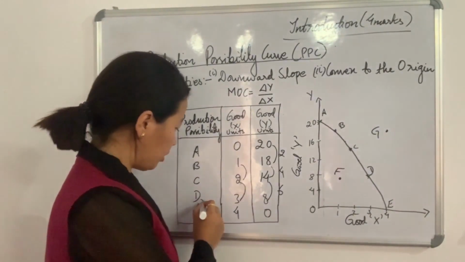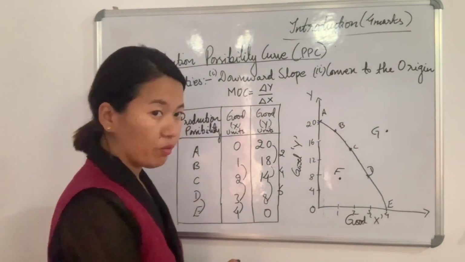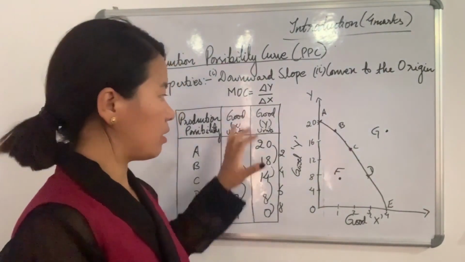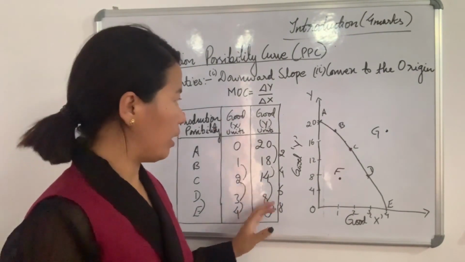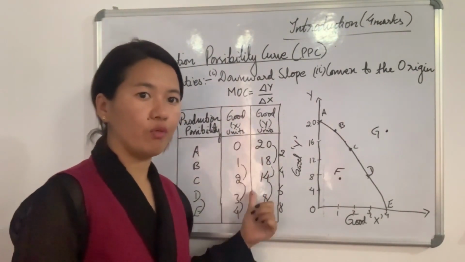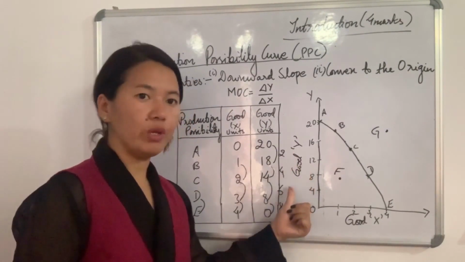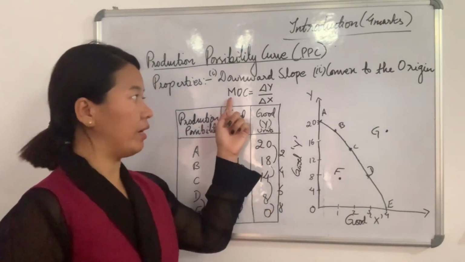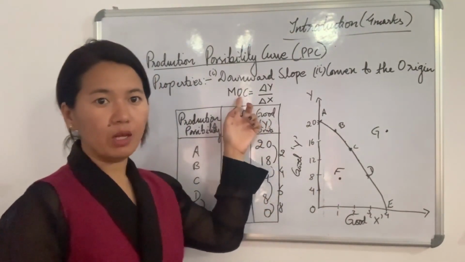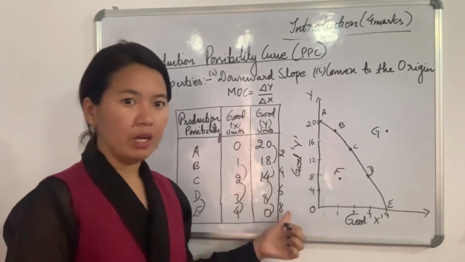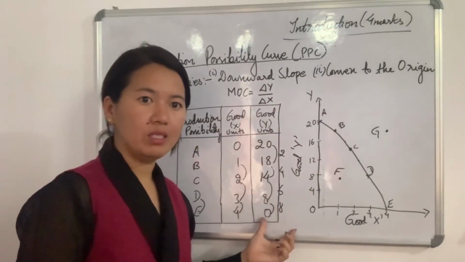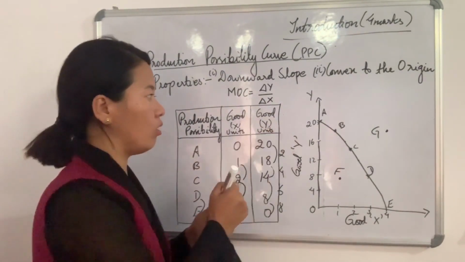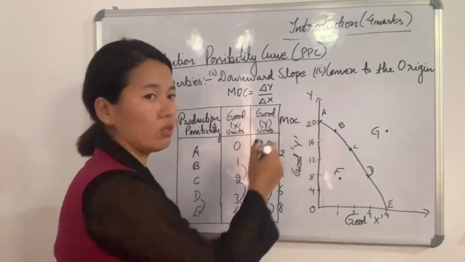And in the last one, in combination E, to produce one more unit of good X, we are sacrificing 8 units of good Y. From this schedule, we can see that in order to produce an additional unit of good X, we are sacrificing more and more units of good Y. These sacrifices are called marginal opportunity cost. Marginal opportunity cost is the rate at which good Y is sacrificed in order to produce an additional unit of good X.